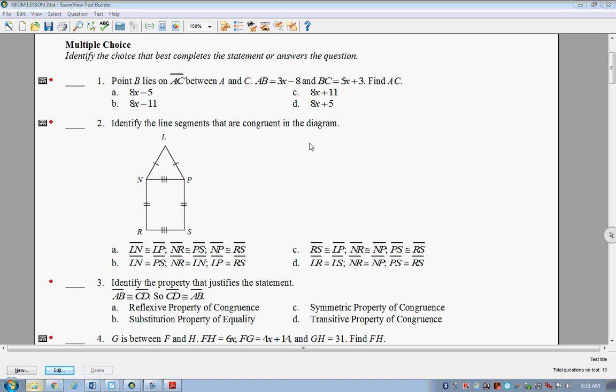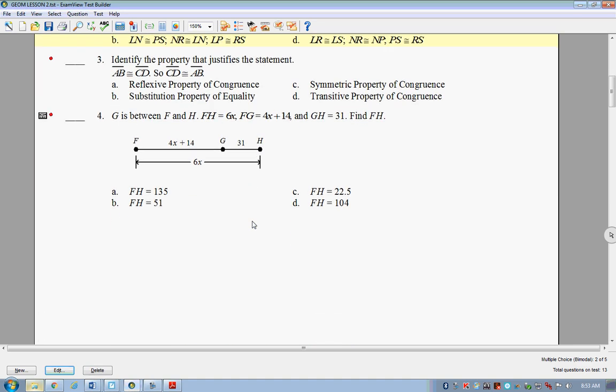All right, number 3. Identify the property that justifies the statement. Segment AB is congruent to CD, so CD is congruent to AB. What property is that? Reflexive, because I'm just flipping it, right? Kind of like a reflex. Actually, no, is that right? No, it's not right. Sorry, I almost agreed with you. Symmetric. Symmetric means that I can flip them.